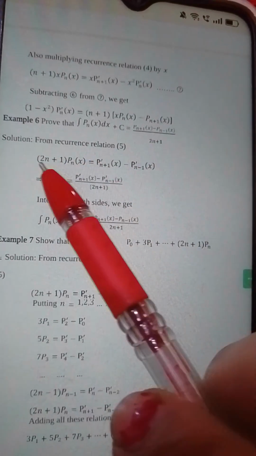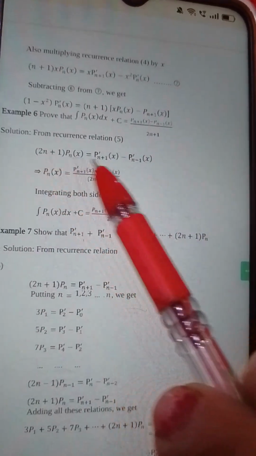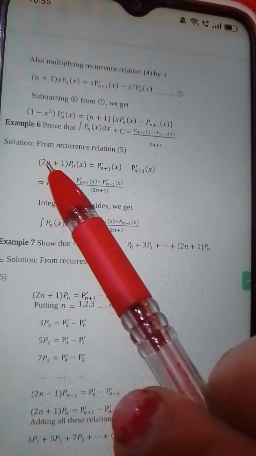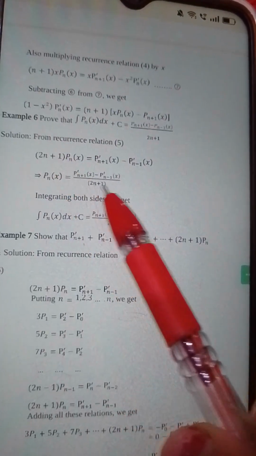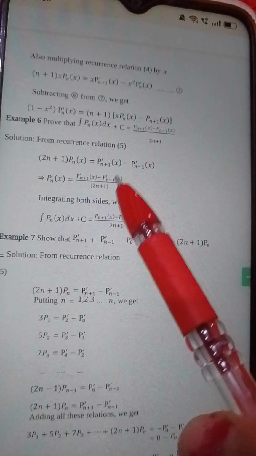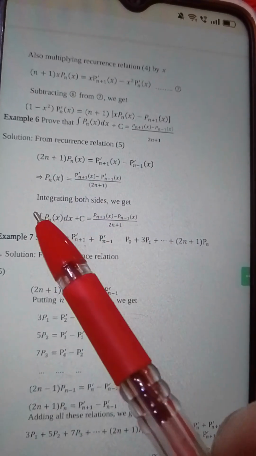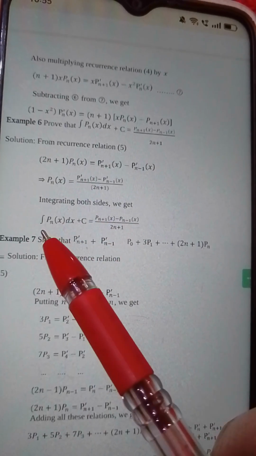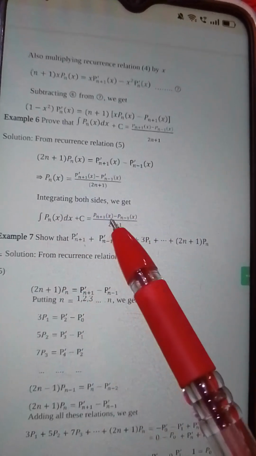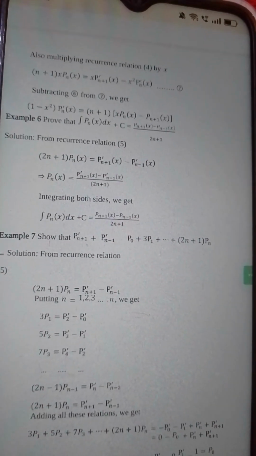See, according to recurrence relation 5, this is our fifth recurrence relation. 2n plus 1 will go this side and it will become the denominator. We will get this step, very simple step, integrating both sides. We are integrating both sides, we will get this step. Bas, that's it. We have to prove it. I hope this is clear.